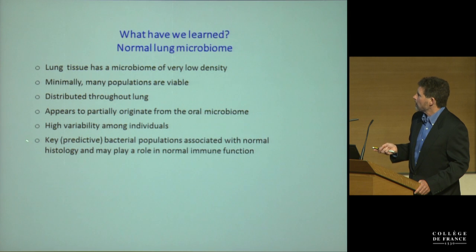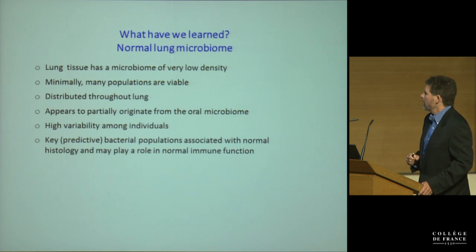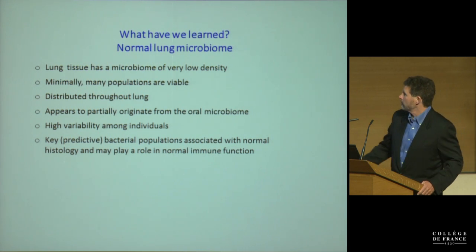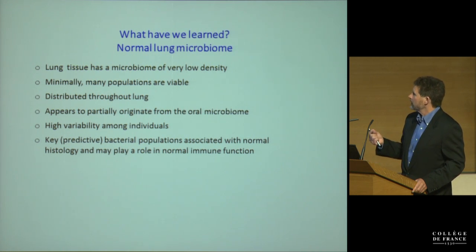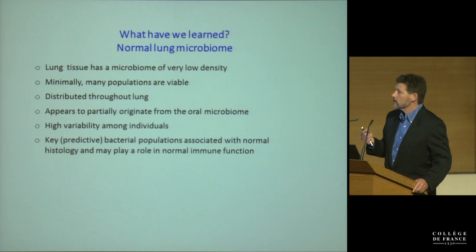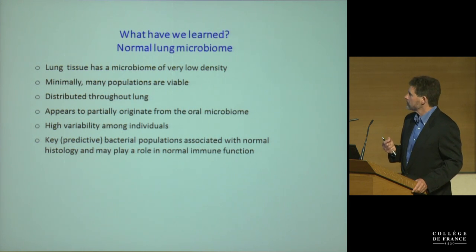But we do see there are some key or predictive bacterial populations that are associated with normal histology and may play a role in normal immune function. And so I think it is going to be very important moving forward to look more closely at this and to really determine whether a population of such low density can possibly have important effects and interactions with the host.